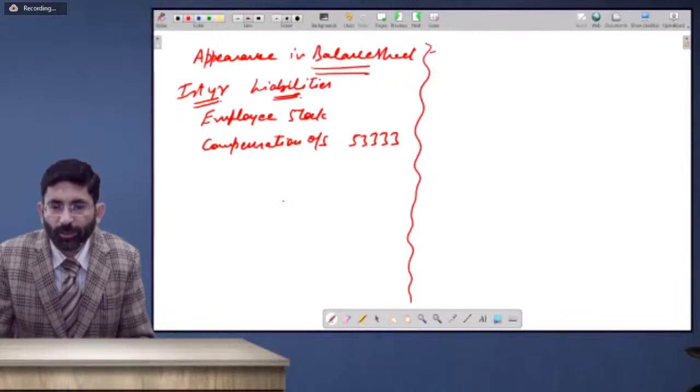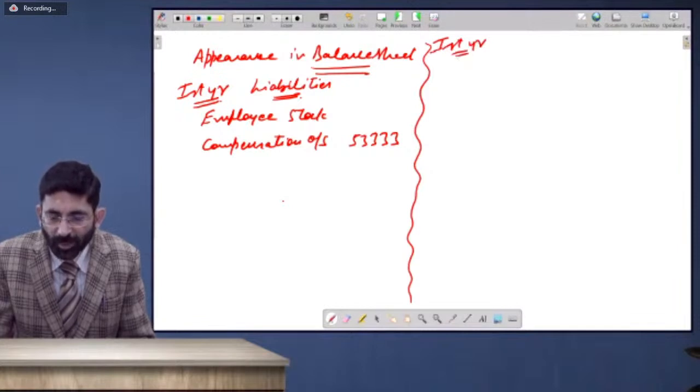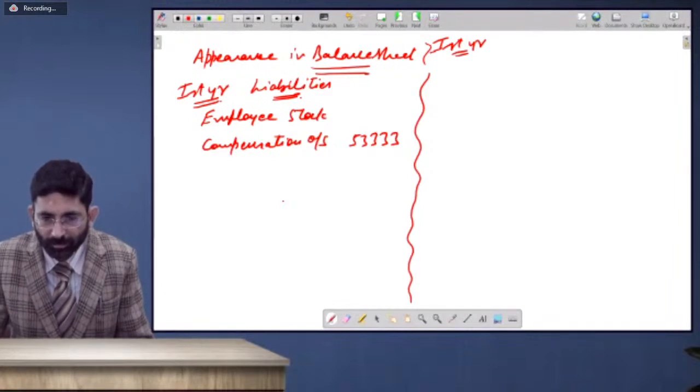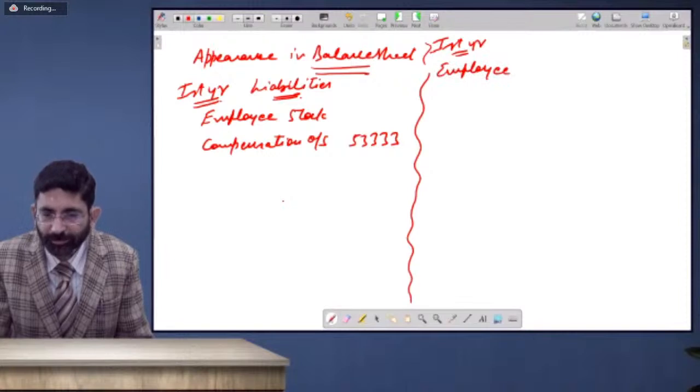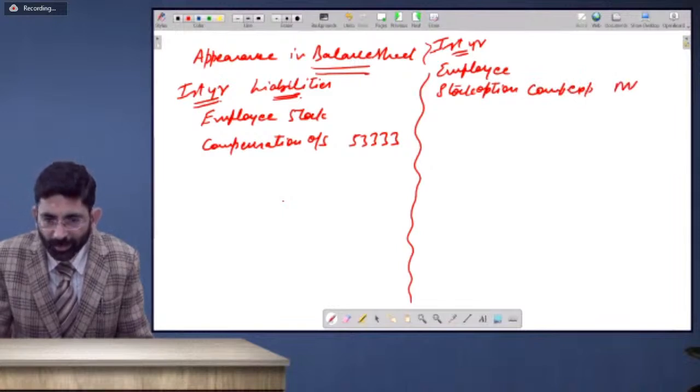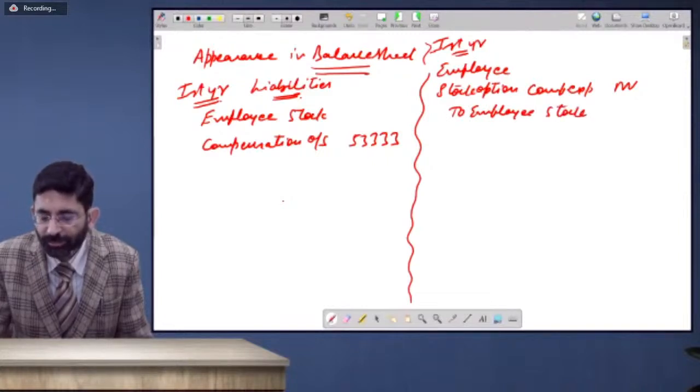First entry at the end of first year: employee stock option compensation expense account debit, to employee stock compensation outstanding account. This is a reserve which has been created with the amount of rupees 53,333. First year and second year, same entries will be passed.